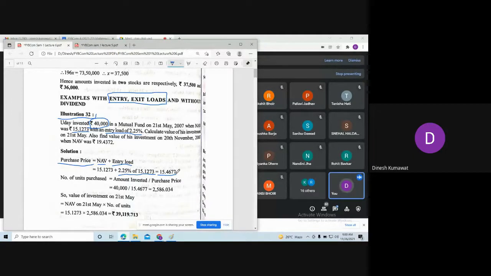So this is all about purchase price. Now let us read the next line. They ask us to calculate the value of his investment on 21st May. If I observe the formula for investment, it is net asset value on 21st May multiplied by the number of units. Now observe, do we have the number of units in our problem?